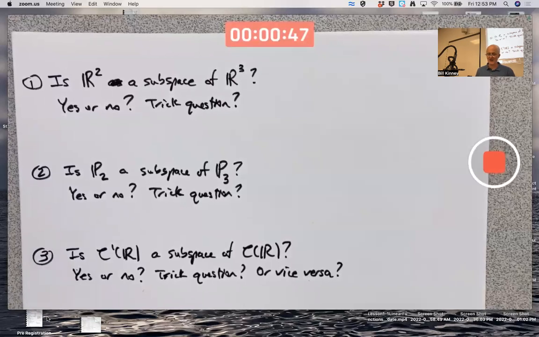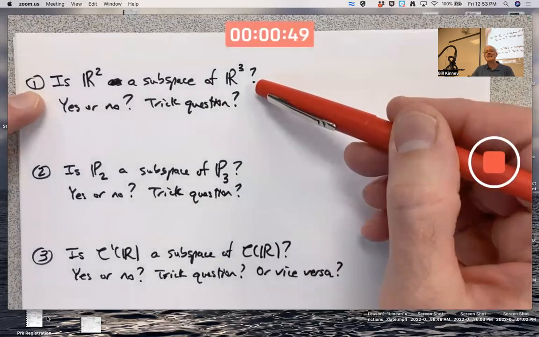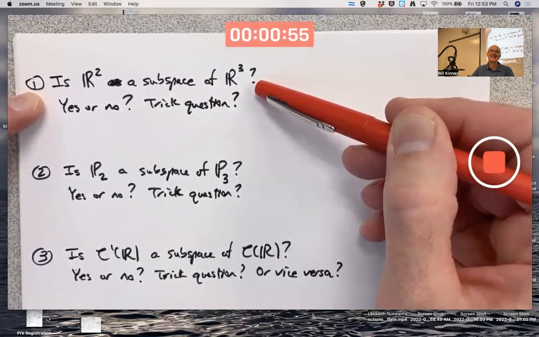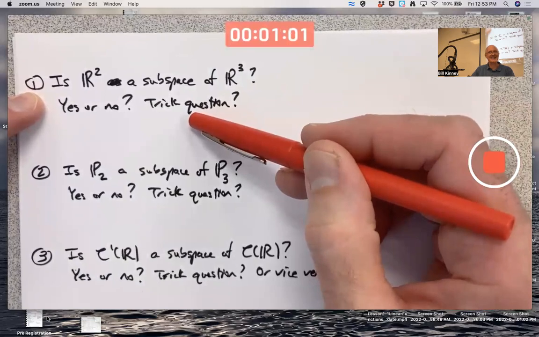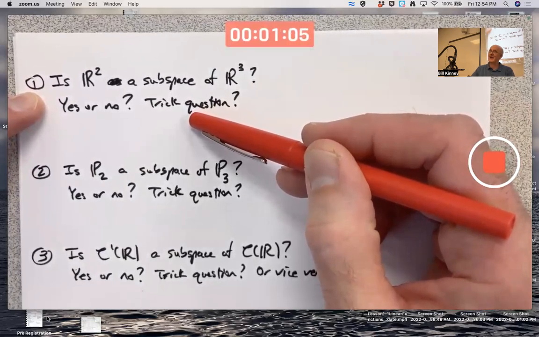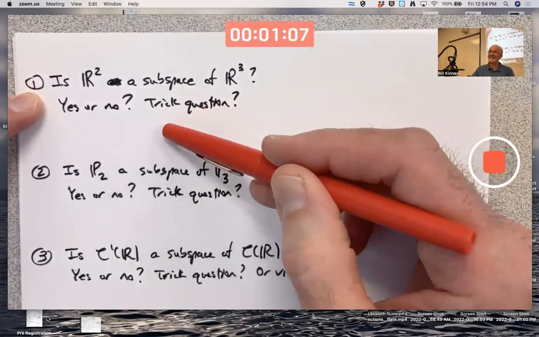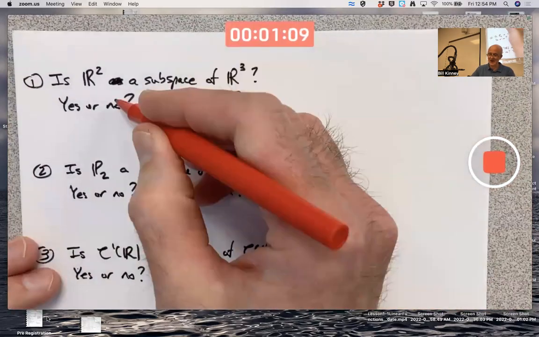So our first question here is, is R2 a subspace of R3? Yes or no, or a trick question? What do you think? Trick question. Trick question is partially correct, in a sense. The true answer, if you had to say yes or no, is no.